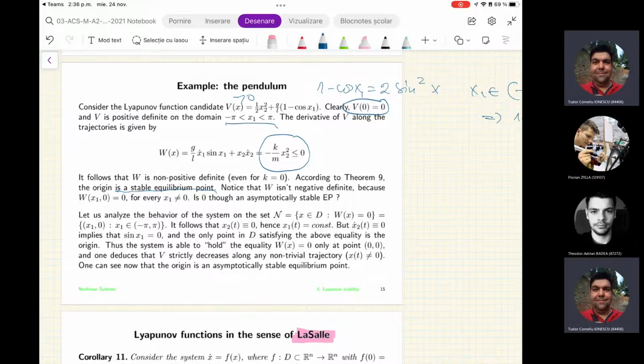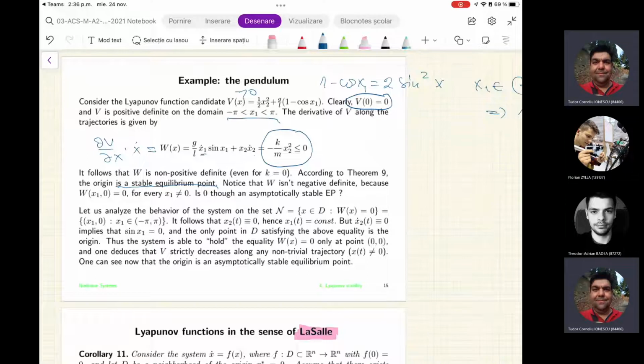The derivative along the trajectory is V dot of x, which we discussed last time, is dV/dx times x dot. I just remind you, this is dV/dx times x dot, where we substitute x1 dot and x2 dot. So this is actually dV/dx times f(x), where f(x) is the vector field describing the dynamics. And V dot is this expression.